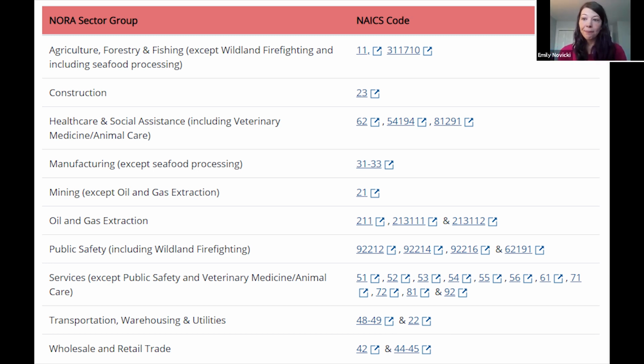Okay. One more question. Is there a way to search intermediate goals by more specific job category? The example given is commercial fishing.